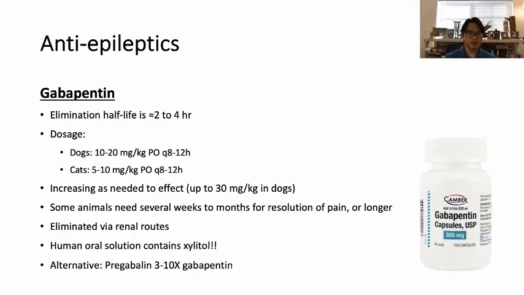If you don't see any benefits after giving the normal dose range, then you can always increase if needed. In dogs, you can increase up to 30 mg per kg.